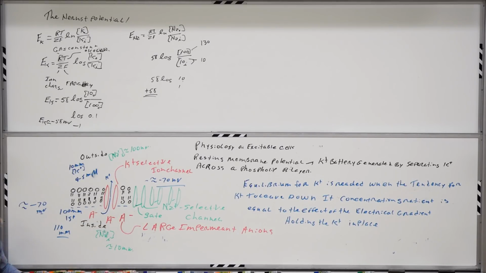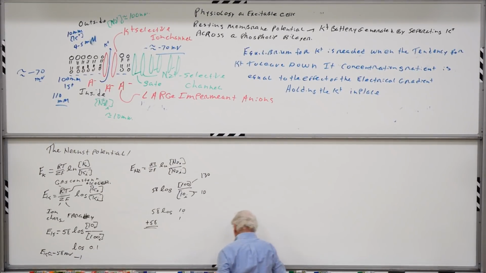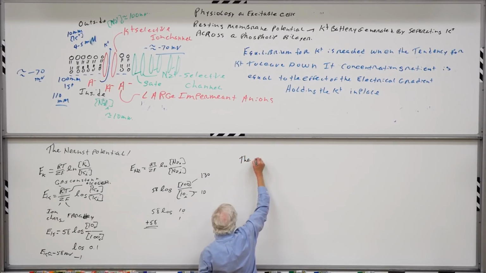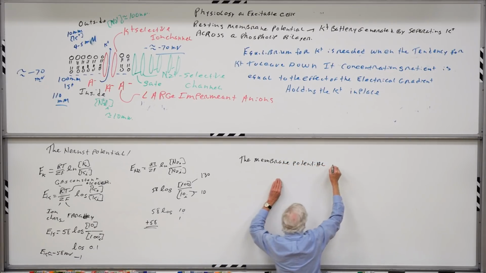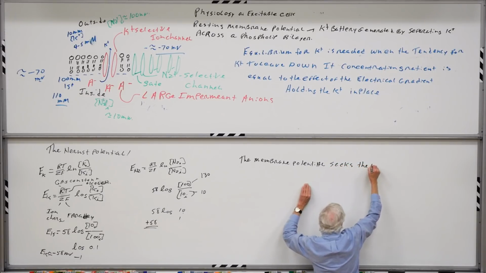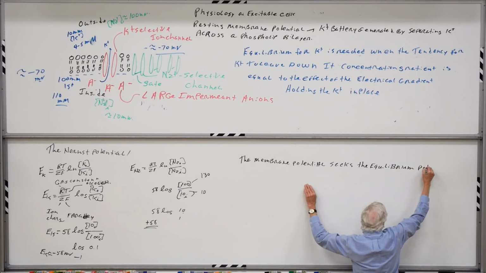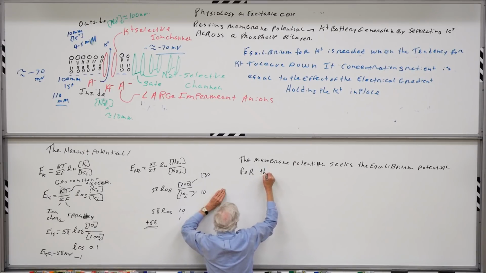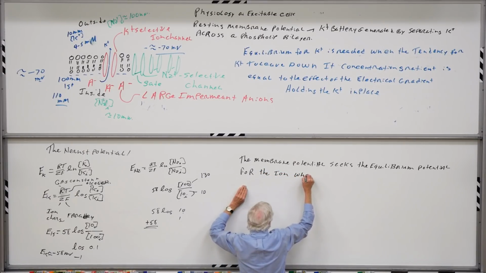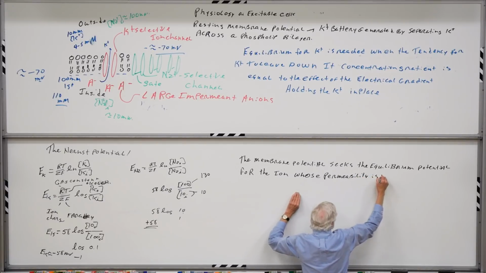Well, that brings us to the mantra. I'll write the mantra down. And the mantra is: the membrane potential seeks the equilibrium potential for the ion whose permeability is dominant.